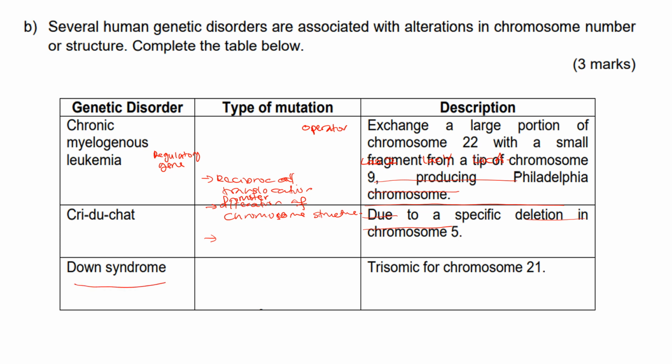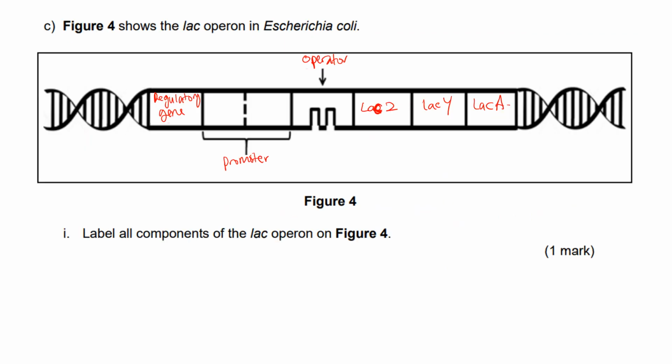For the third genetic disorder, which is Down syndrome, that involves trisomy for chromosome 21. So that means chromosome 21 has 3 chromosomes. So the type of mutation involved is trisomy 21, that involves the alteration of chromosome number. So 1 mark for each correct answer.